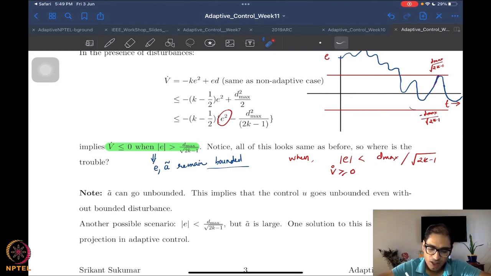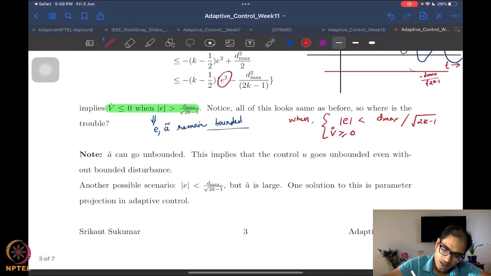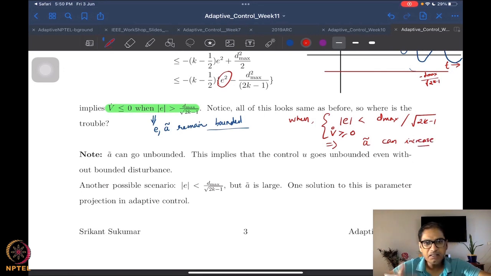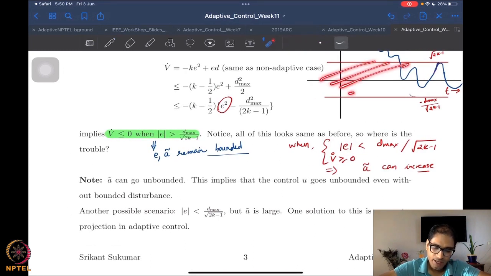But V dot is non-negative, and if V dot is non-negative, then V can increase. Alright? And if V can increase, but E cannot increase beyond a certain value, what does it mean? If I take these two into account, it implies A tilde can increase. And there is nothing stopping it. Absolutely nothing stopping it, because E is bounded here. And as long as E is bounded here, V dot is non-negative, V can increase, which means A tilde can increase. Nothing stopping it.